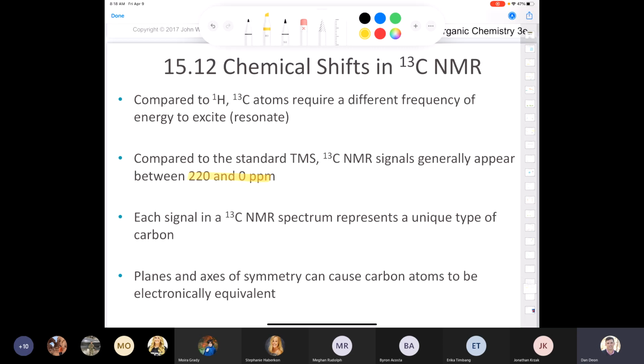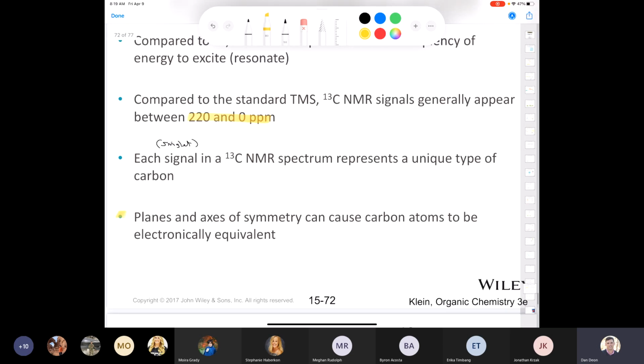Every signal, which is going to be a singlet, no splitting to worry about, every singlet that we see in a carbon-13 spectrum is going to represent a unique type of carbon. So that means if you have two carbons that are chemically equivalent, they're only going to produce one signal, right? We saw the same thing when we looked at proton NMR. We said that planes and axes of symmetry caused protons to be electronically or chemically equivalent, and the same thing applies to carbon. Let's take a look at an example.